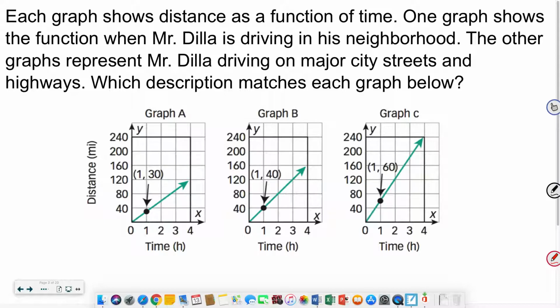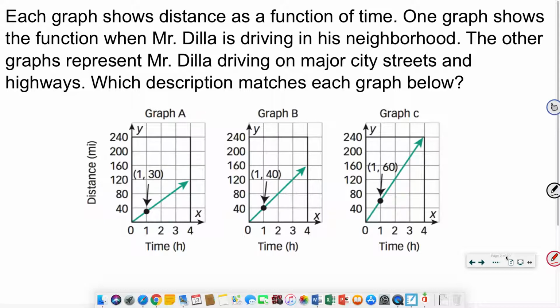So each graph here shows distance as a function of time. One graph shows the function when Mr. Dilla is driving in his neighborhood. The other graph represents driving on major city streets, and the other graph represents Mr. Dilla driving on a highway. We're going to figure out which graph matches which scenario, and we're going to discuss how we're figuring out those values so that we can look at a graph and determine the situation.